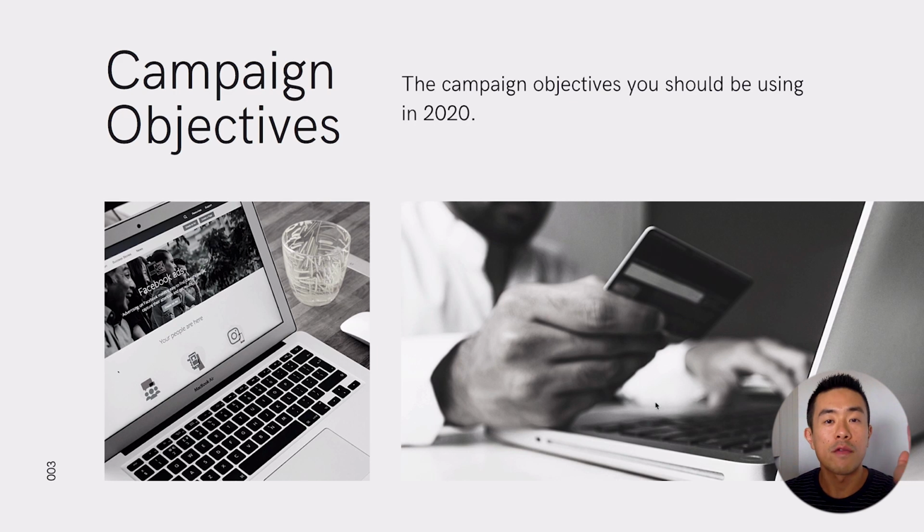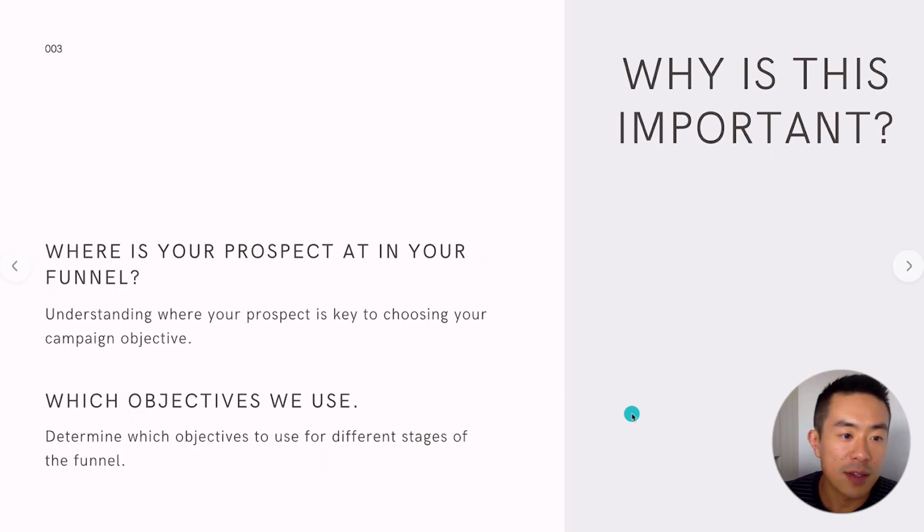So, like I said, I want to go over campaign objectives and which campaign objectives you should be using in 2020. So, hence my amazing slide that I created for you. So, let's jump right into it. So, why is this important? It's obviously really important because you have to understand where your prospect is within your sales funnel. Now, the sales funnel that we use can obviously be replicated for your business, whether it may be an e-commerce business or a service-based business or an educational-based business. Whatever it is, the same concept can be implemented within your Facebook campaigns as well.